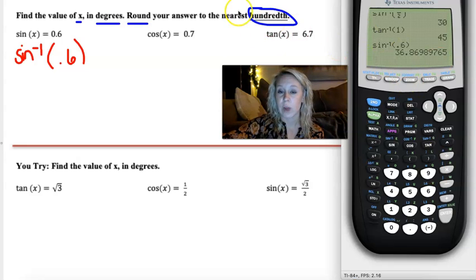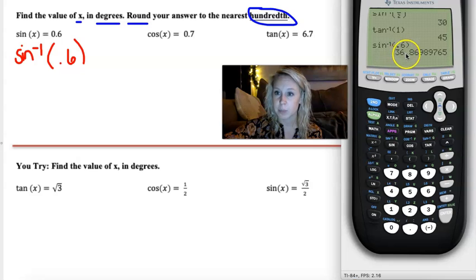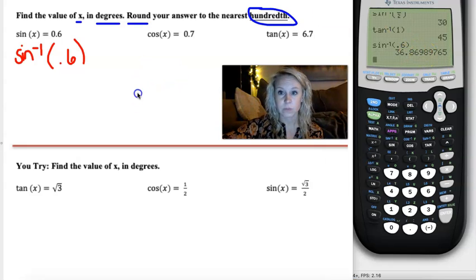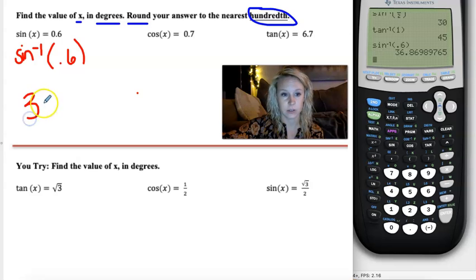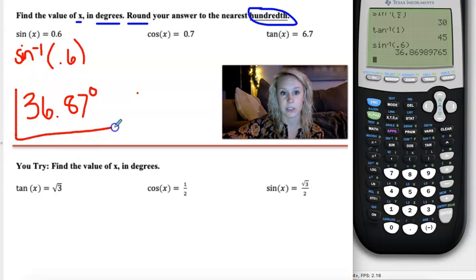So I want to round it to the nearest hundredth, so 2 decimals, so 36.86, but the 9 is 5 or more, so 87. So 36.87 degrees, because I'm finding an angle. Okay? So that's our answer for this one.